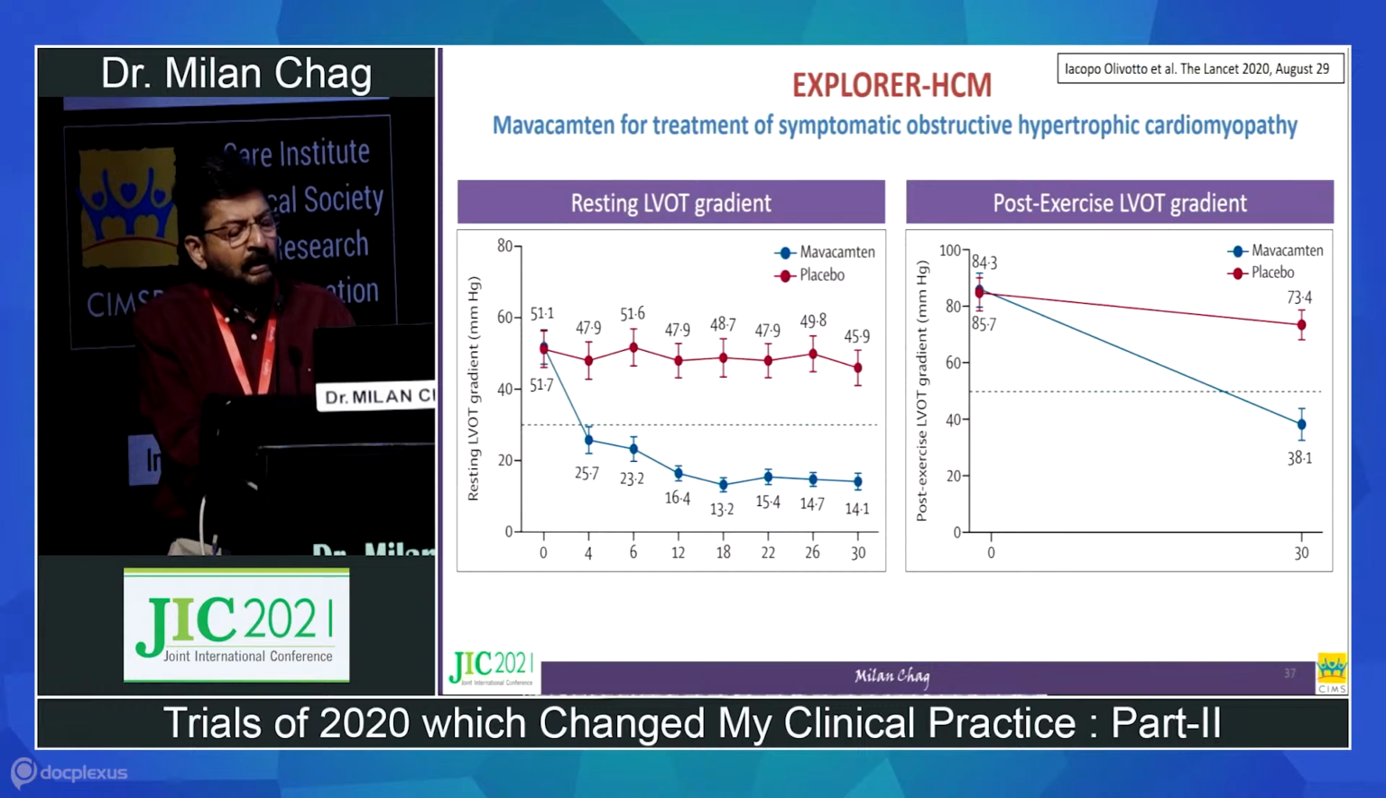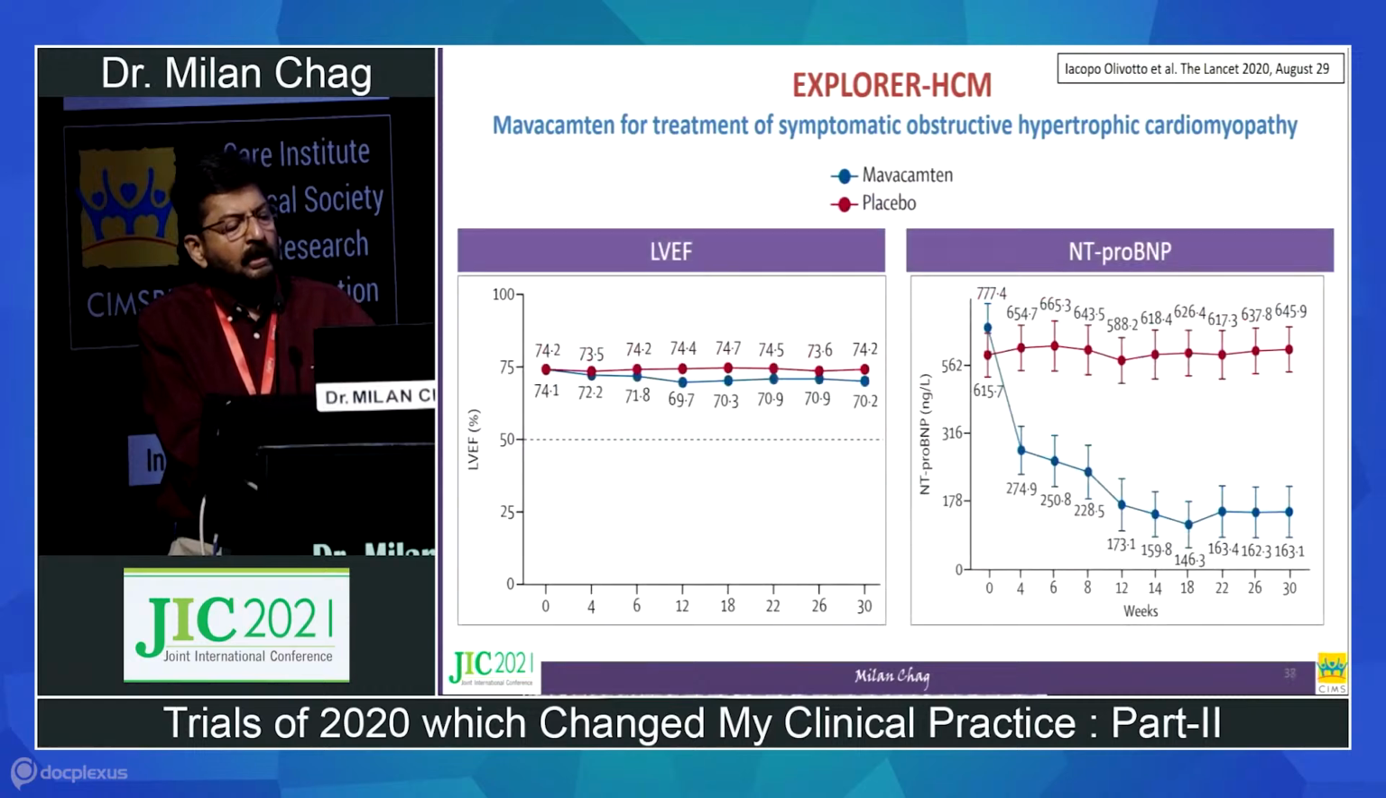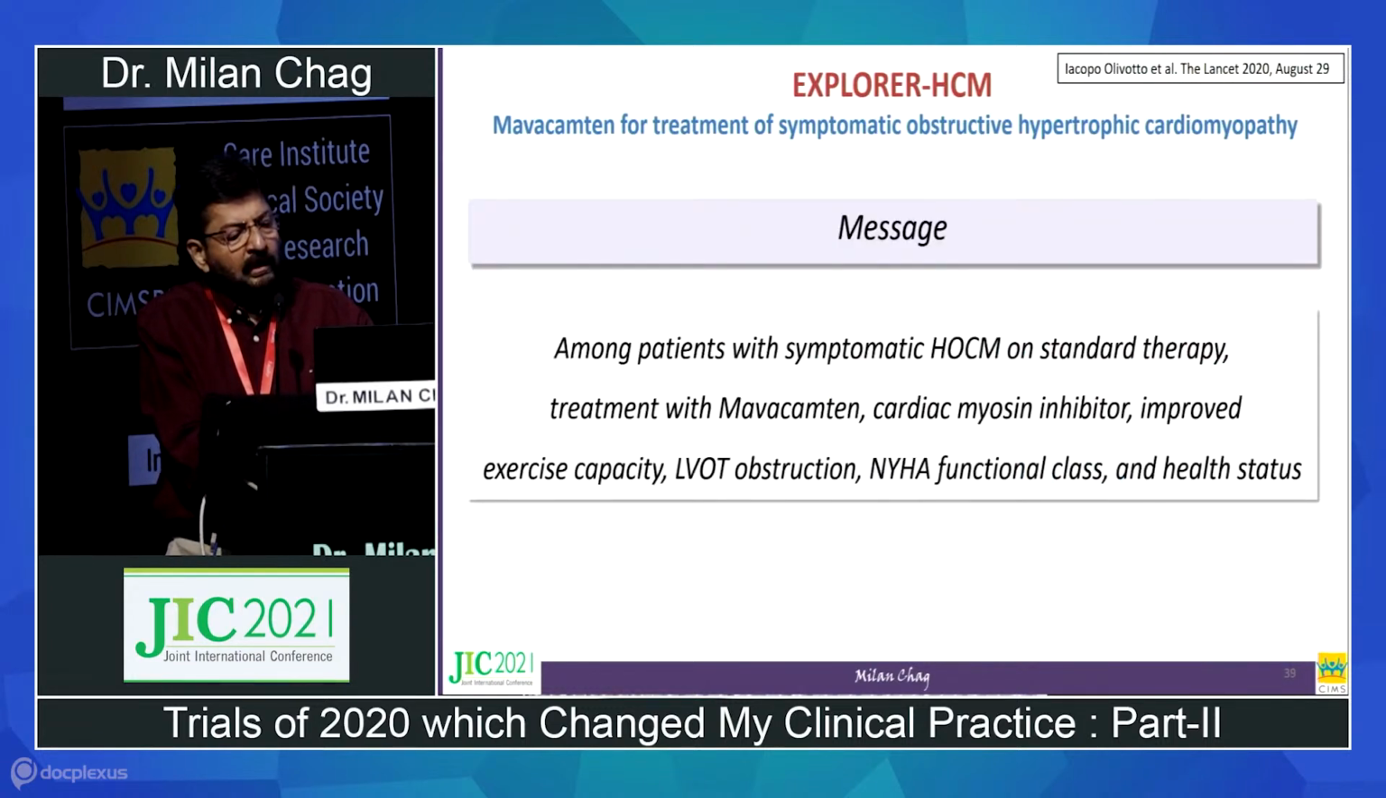Resting LVOT gradient was significantly reduced. Dynamic LVOT gradient on exercise was significantly reduced. Ejection fraction, although there is some negative inotropic effect, was not significantly reduced. And see the improvement in NT-proBNP, markedly improved. So the message is that this new molecule improves exercise capacity, reduces LVOT obstruction, and improves functional class and health status.